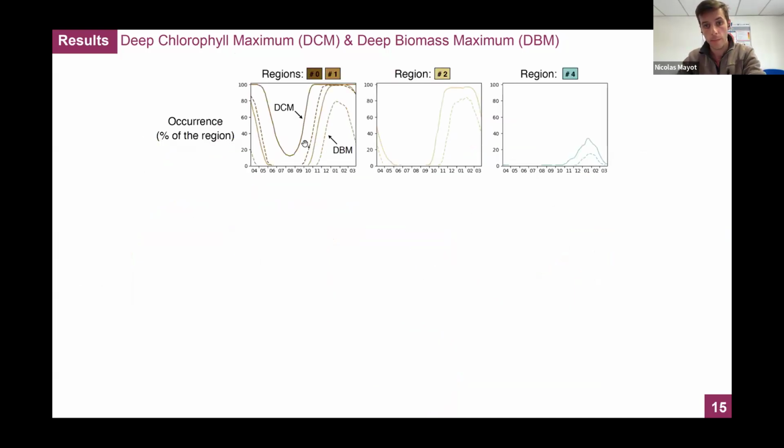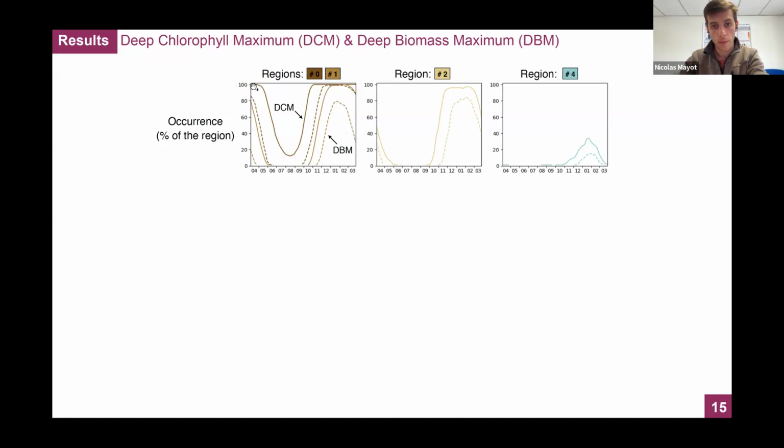And so these figures here represent, over the year, the occurrence of the deep chlorophyll maximum and the deep biomass maximum for the 4 regions. So the first 2, the second one, and the fourth one. The continuous line represents the DCM, so the chlorophyll, and the dashed line represents the deep biomass maximum, so the DBM.